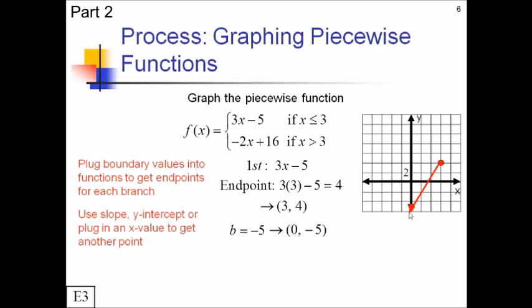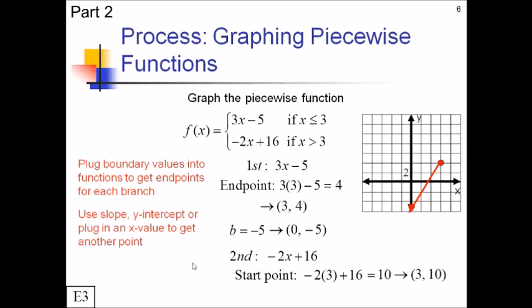Next, let's get the starting point for our second rule. So we're going to plug 3 into this second function to do that. So this will be -2 times 3 plus 16. That's -6 plus 16, or 10. So we have the point 3 comma 10.